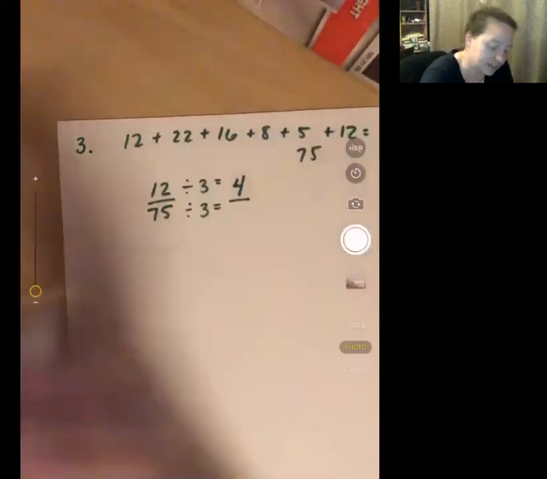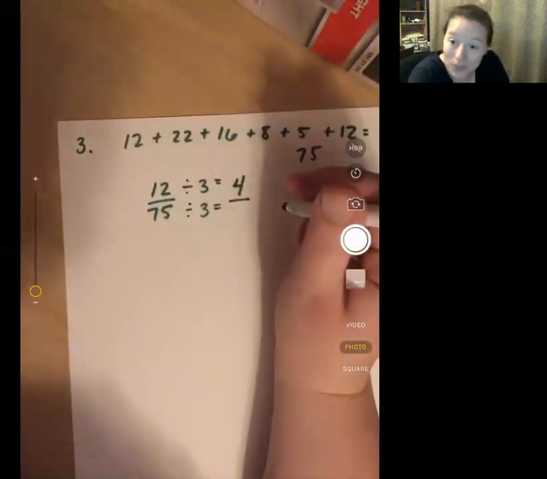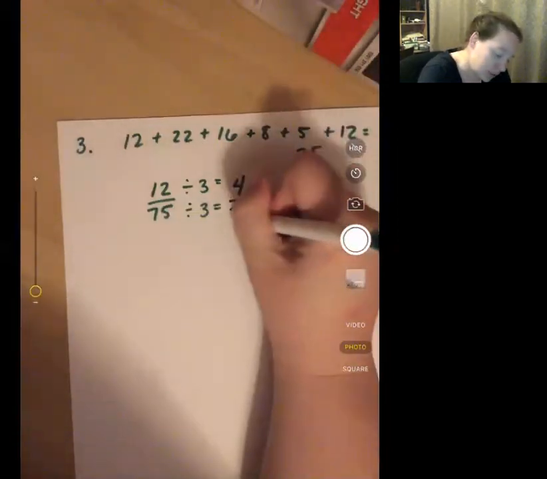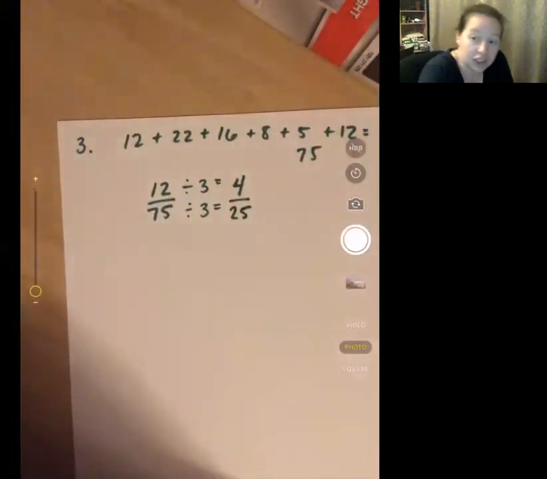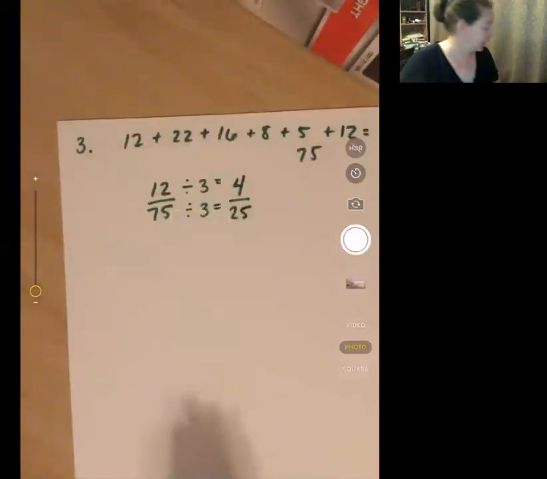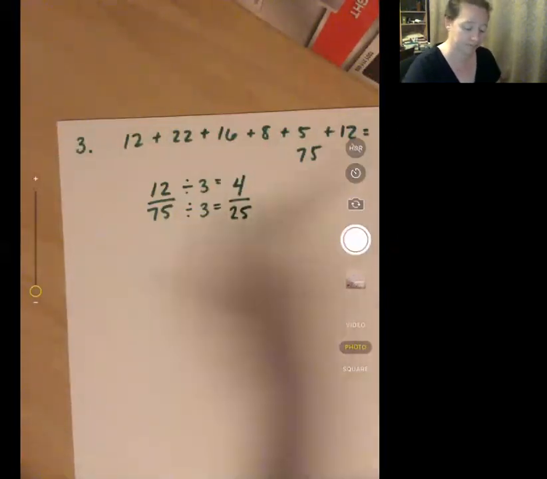And 75 divided by 3 is, well, 3/4 makes 75, so 25. So I now have 4 over 25, and that is my probability. Down at the next section.